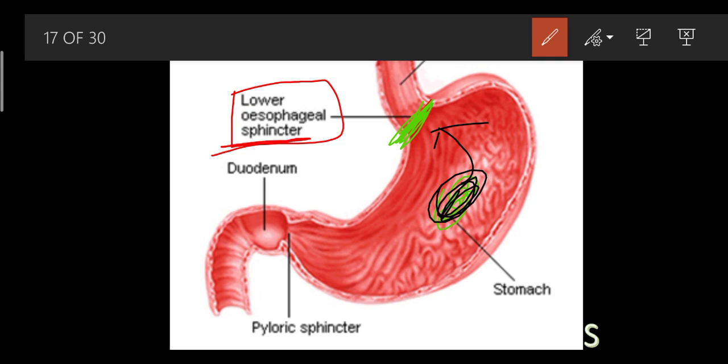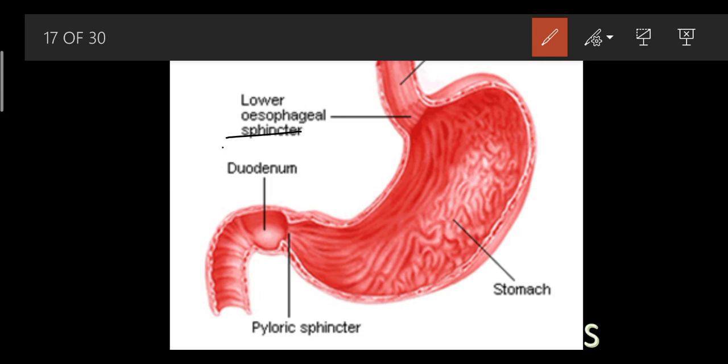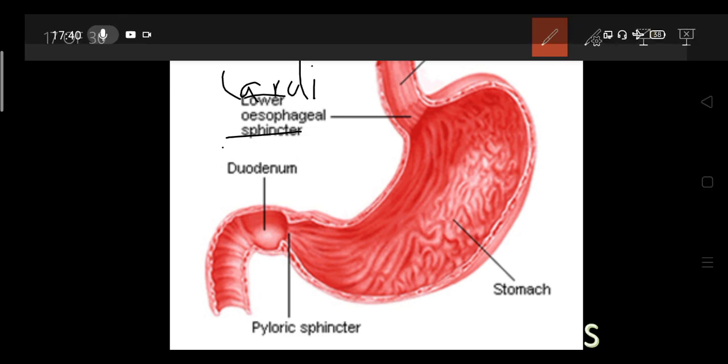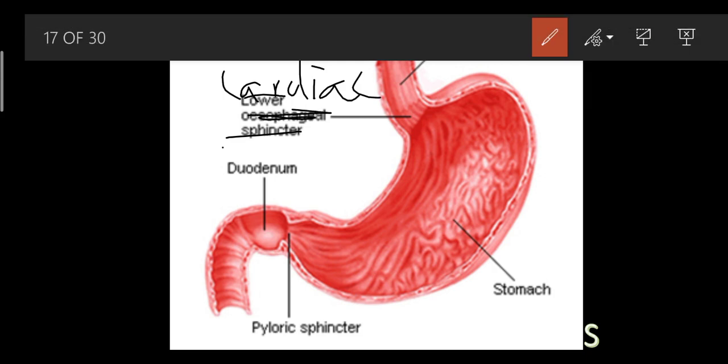So that is why there is a muscle present here which is called the sphincter muscle. And if you want a special name, the word is cardiac sphincter, which is present at the junction between the esophagus and the stomach.